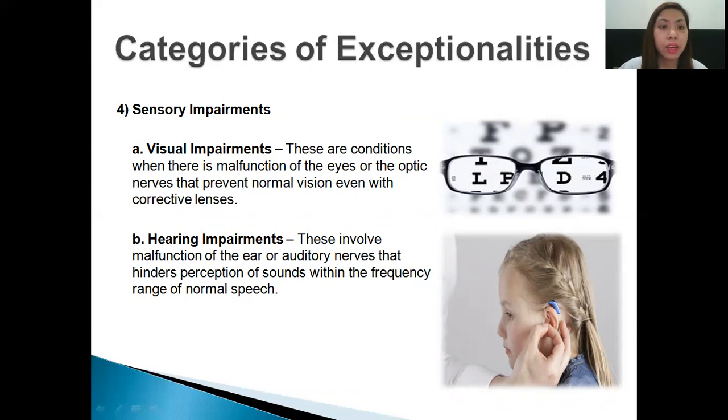On the other hand, hearing impairments involve malfunction of the ear or auditory nerves that hinders perception of sounds within the frequency range of normal speech. Examples are conductive hearing loss, sensory neural hearing loss, and mixed hearing loss.